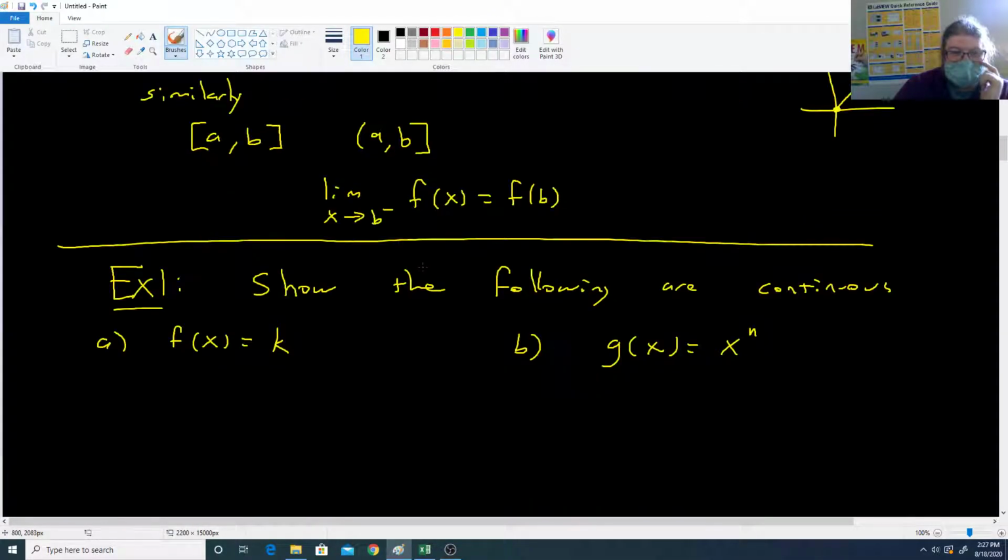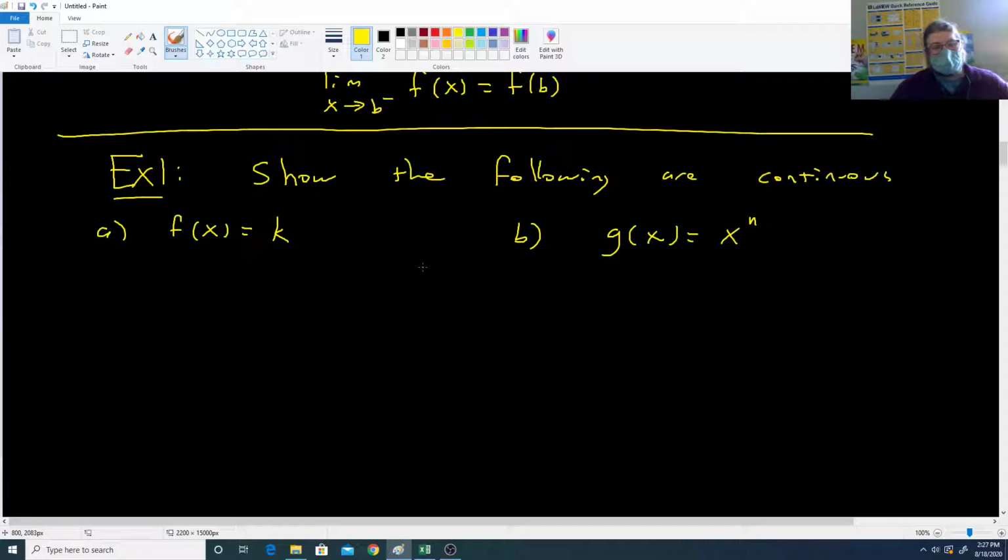A function is continuous if you can show for every point in its domain the function is continuous, then we call it a continuous function. So basically what we need to do to show it's continuous is show the function is continuous at all points. That's what it means when you say show the function is continuous.